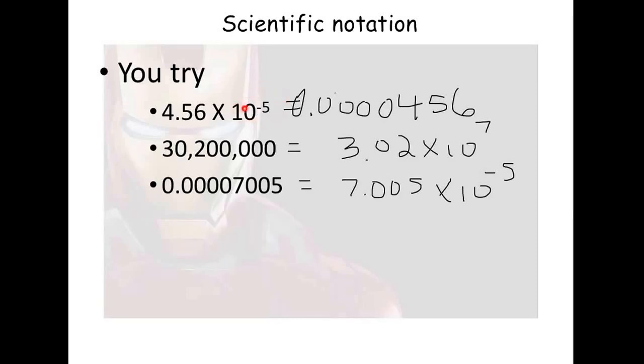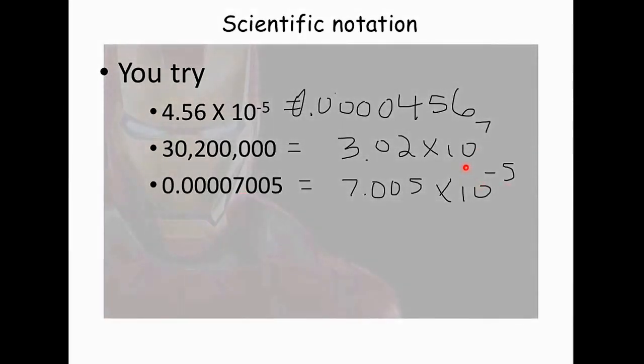So, this is what you should have got. Notice that because there's a negative exponent, we're going to move this backwards. 1, 2, 3, 4, 5 spots to get this number right here, 0.0000456. This number right in scientific notation, 3.02 × 10⁷. And the last one, turn this into scientific notation, 7 goes between the first two non-zero digits right here, 7 and 0. Even though 7.0 is greater than 1 and less than 10, so it satisfies our scientific notation requirement. And we move the decimal over 1, 2, 3, 4, 5 places backwards. That's why we have an exponent of negative 5.